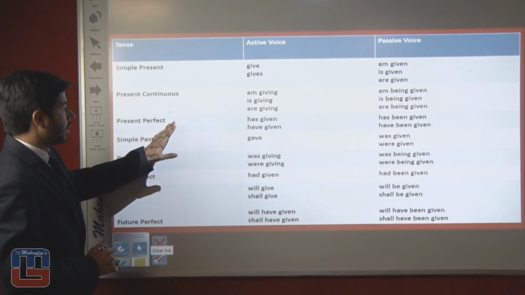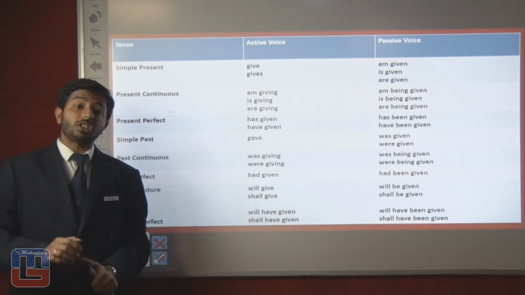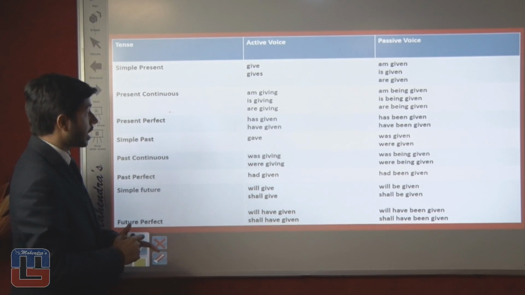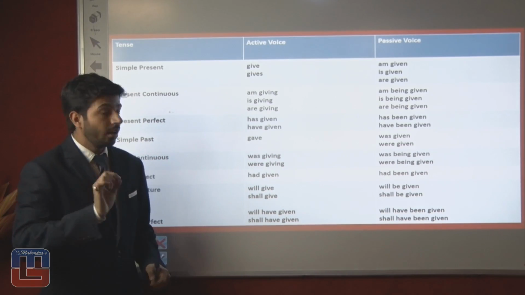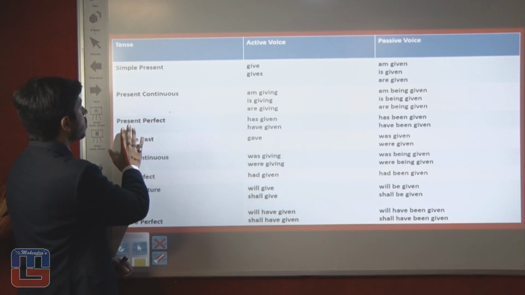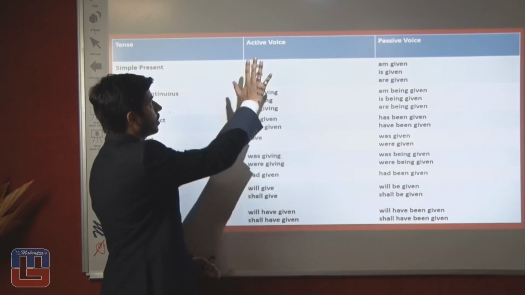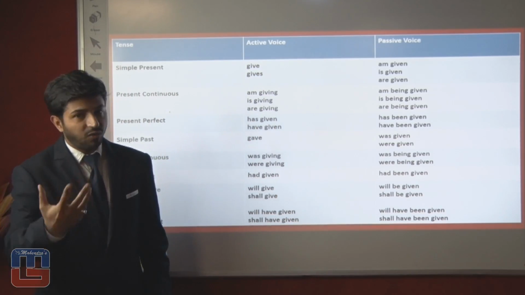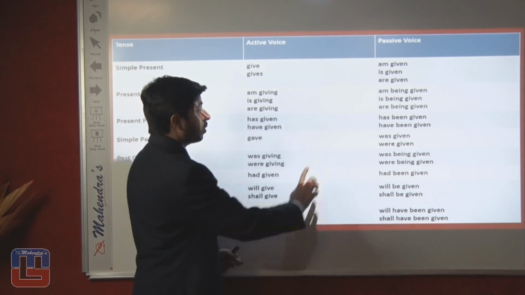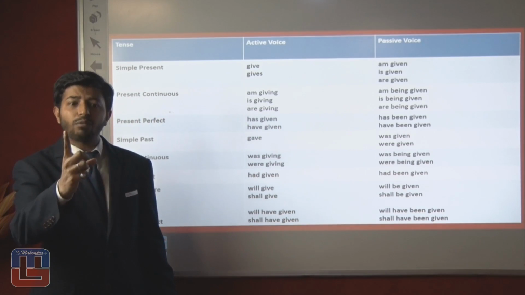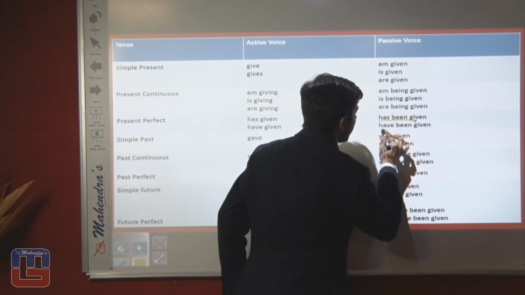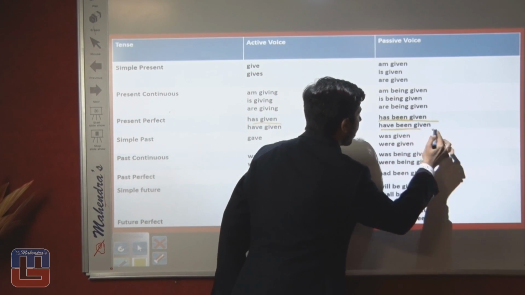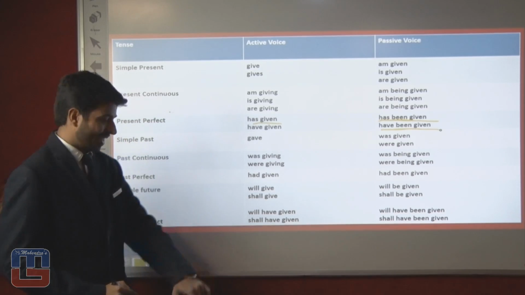Next is present perfect. In the present perfect structure we have to work with the third form of the verb, and the third form always works with the helping verb. The identification of present perfect is that we use the helping verb has or have. So has given, have given is used in the active voice, and if we convert the sentence from active voice to passive voice, the third form is used and the same helping verb is used, but to make a difference we add one word, which is been. That is to say, has given is the structure of active voice, and has been given or have been given is the structure of passive voice.